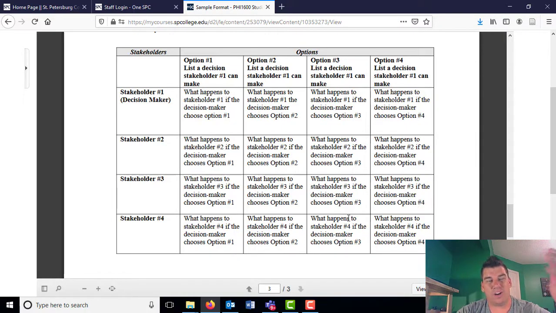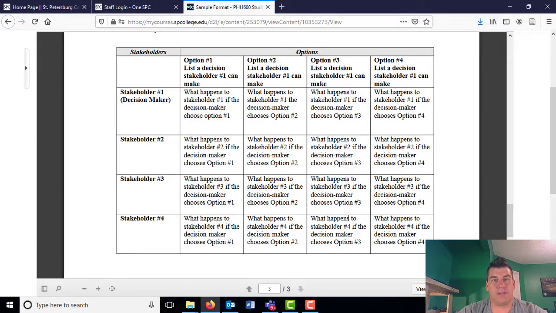So you're going to list 4 stakeholders and 4 options that the decision maker can make. And then you're just going to show how everybody is affected by one of the decision maker's decisions. Now remember, this is your best guess. Don't feel like there's a right or wrong answer per se. This is subjective to how you see it as the person who's doing the assignment. So just take your best guess at how you think that person would be affected by that decision.